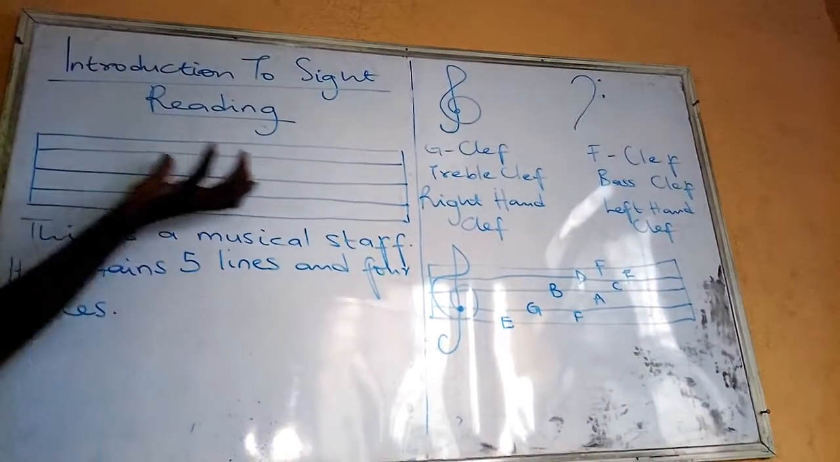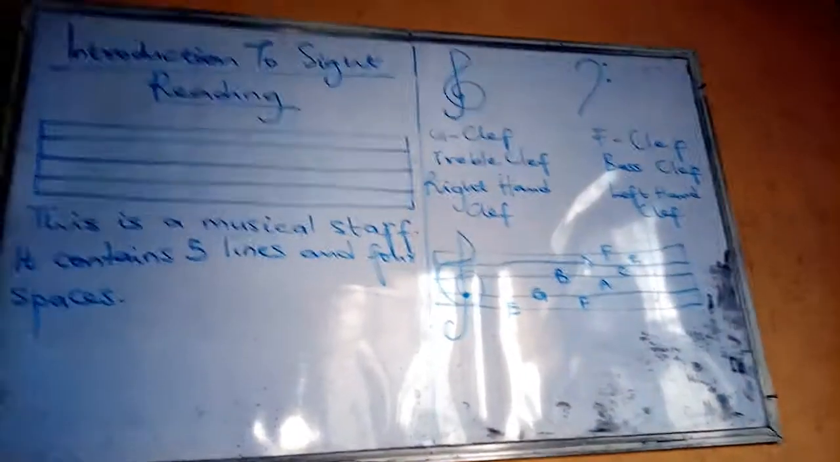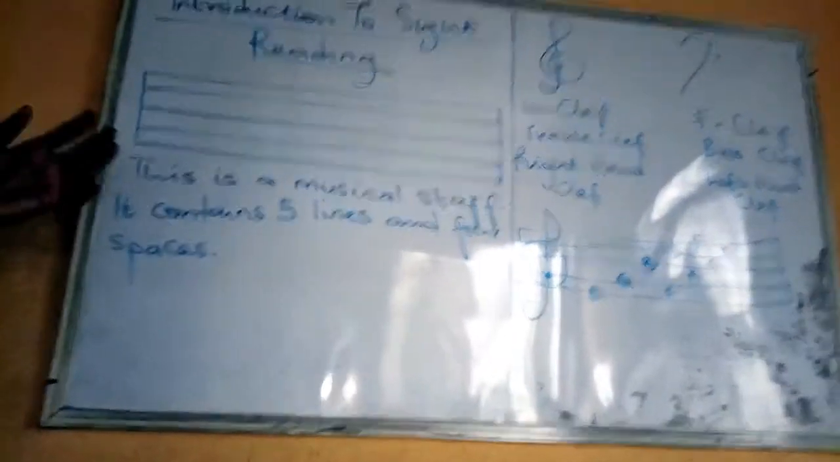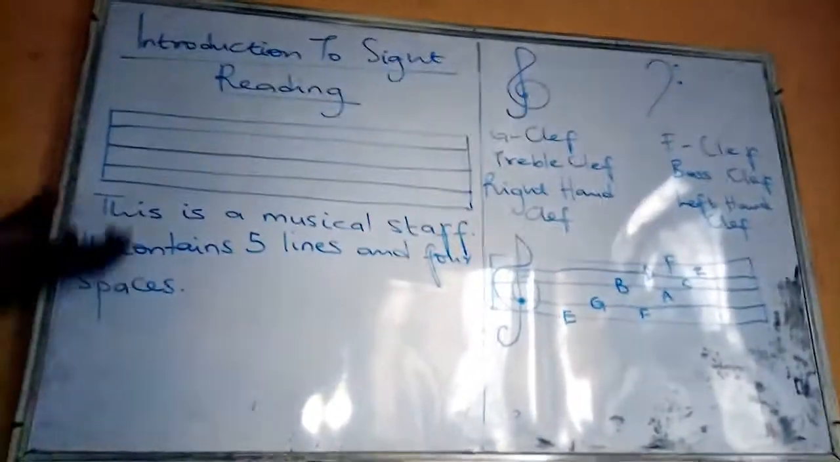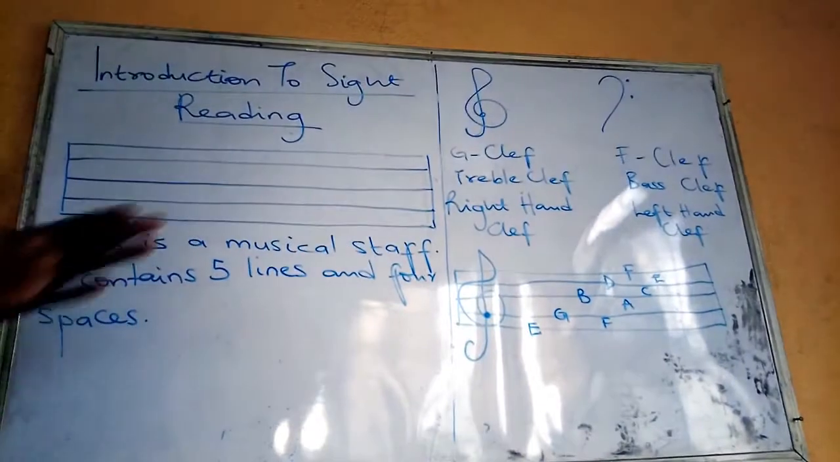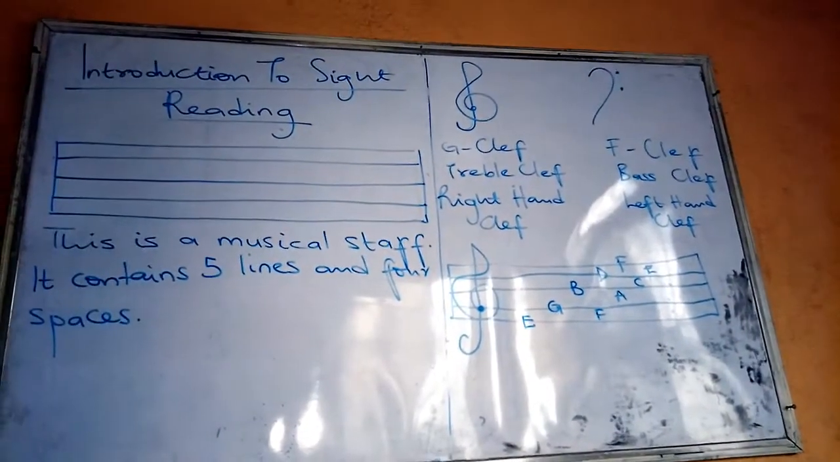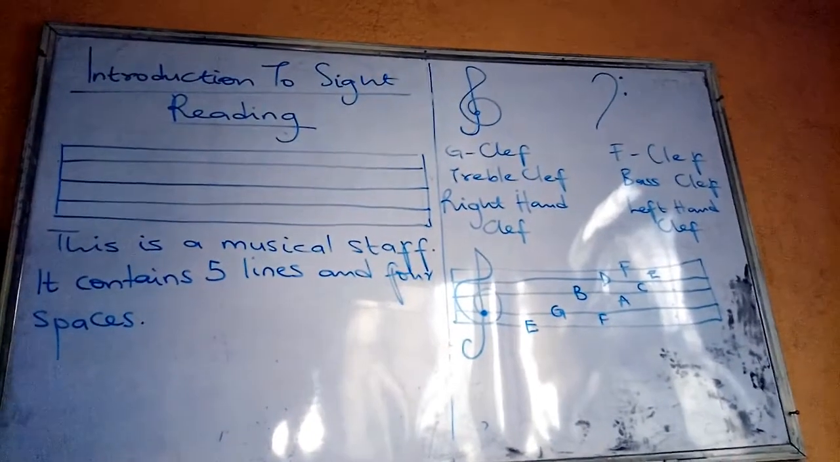So if you just put a note on this staff right now, nobody on earth will be able to play it. Why? Because there is no pitch attached to it. We do not know how high the note should be played or how low it should be played, on which octave of the keyboard it should be played, or with which hand we should play it.